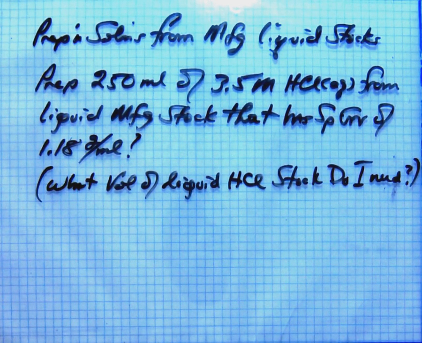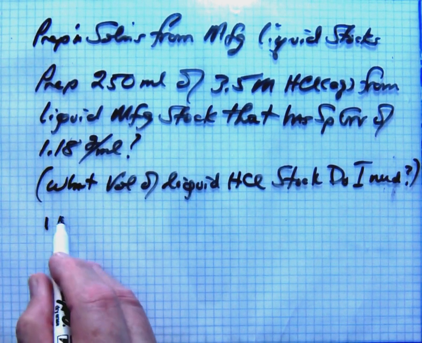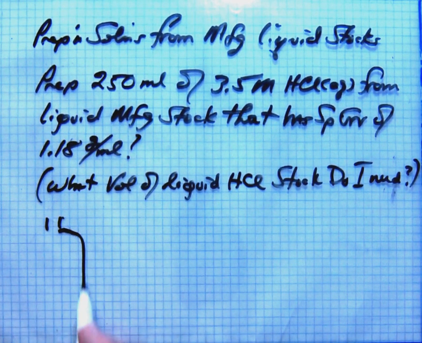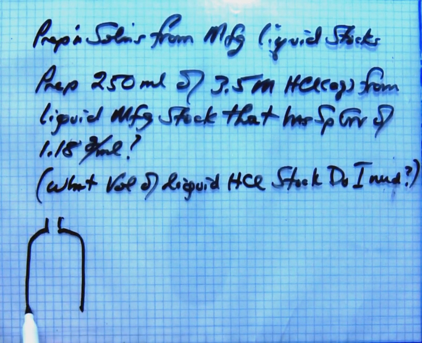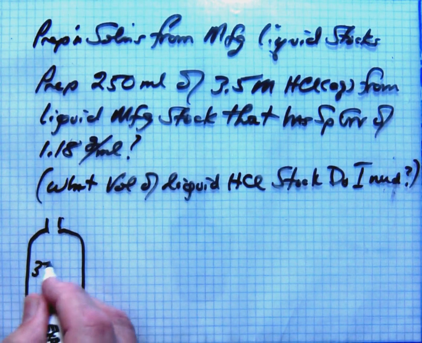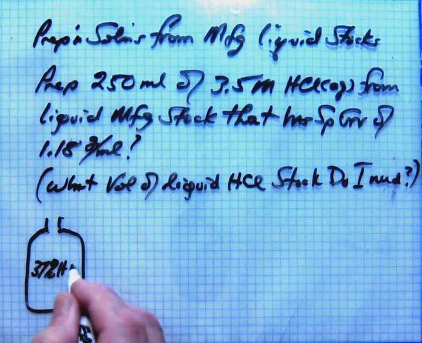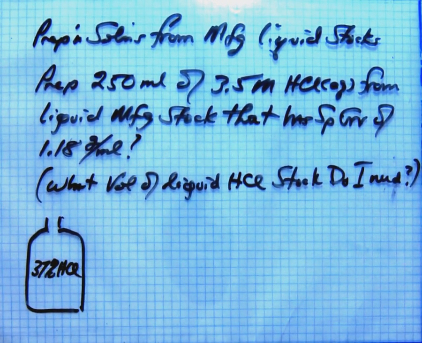Okay, so what you have is this liquid bottle over here, and on the outside it'll say 37% HCl. That means there's 37% by weight HCl. It'll burn a hole in you if you get it on you. It'll make holes in your blue jeans if you get it on you. So you want to protect yourself. Read the MSDS sheets before you start extracting.